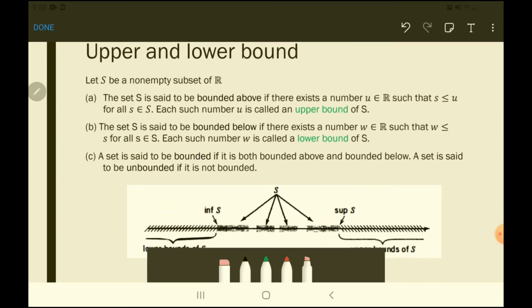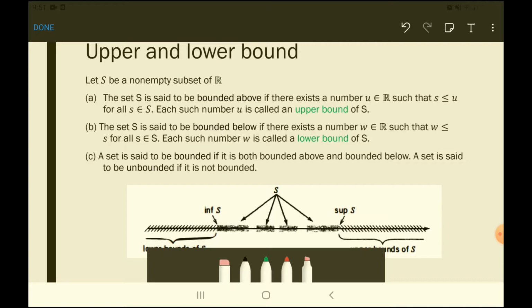So upper and lower bound. A bound is like a limit, or you can say a boundary, and real numbers have an upper and lower bound. An upper bound is a boundary at the upper value of real numbers, while a lower bound is a boundary at the lower value of real numbers. Formally, the definition of upper and lower bound is given like this.